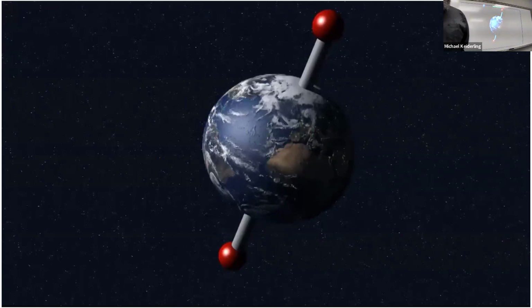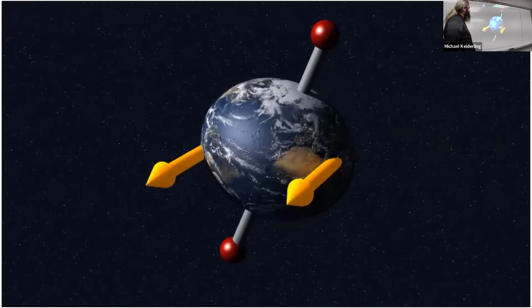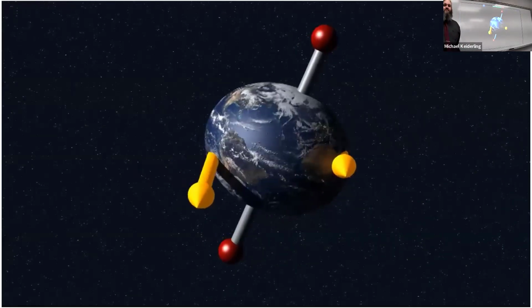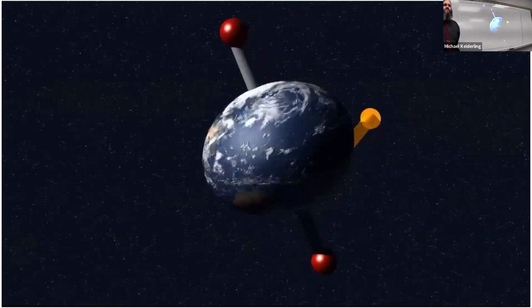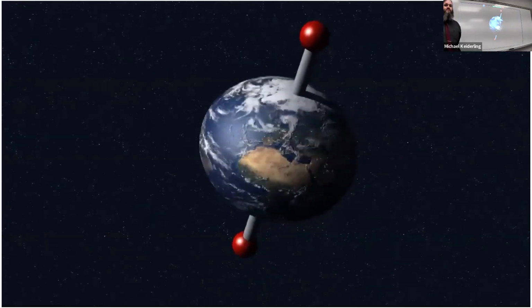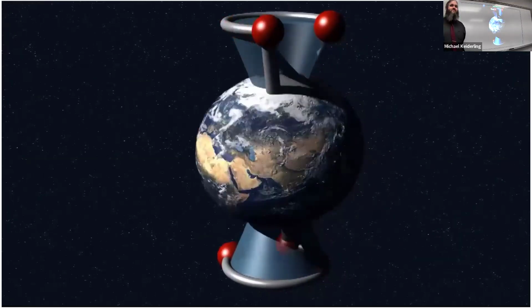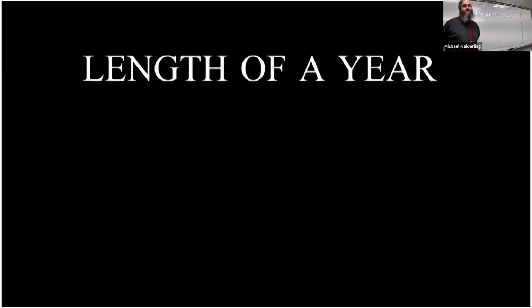Because the Earth is not a perfect sphere, the gravitational force of the Sun isn't perfectly balanced. One side of the Earth gets tugged just a little bit more, and this causes the Earth's axis to spin, completing one revolution every 26,000 years. This also affects the length of the year. Now, you can measure the length of a year several different ways. One way is to look at the seasons.